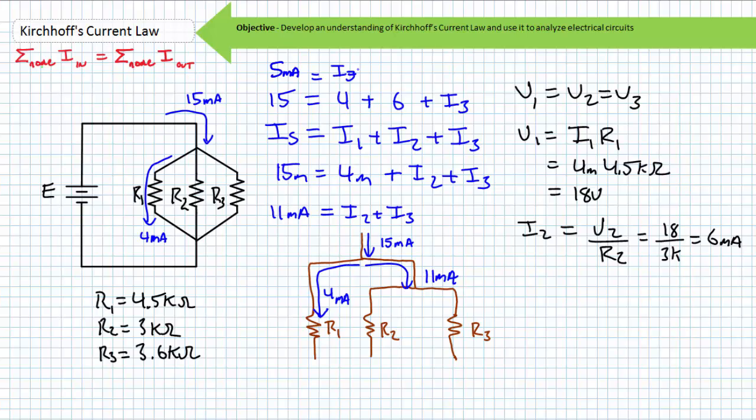Alternately, we can use our second KCL analysis, looking at just I2 and I3, where I2 plus I3 equals 11 milliamperes. This is the lump sum of current that is traveling just to R2 and R3, with that amount of source current destined for R1 having been removed from consideration.